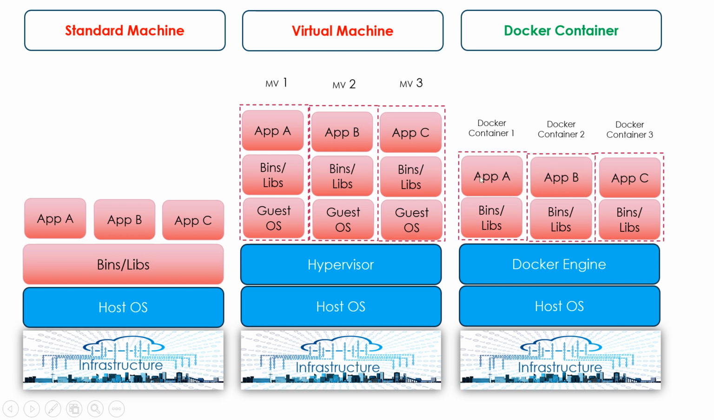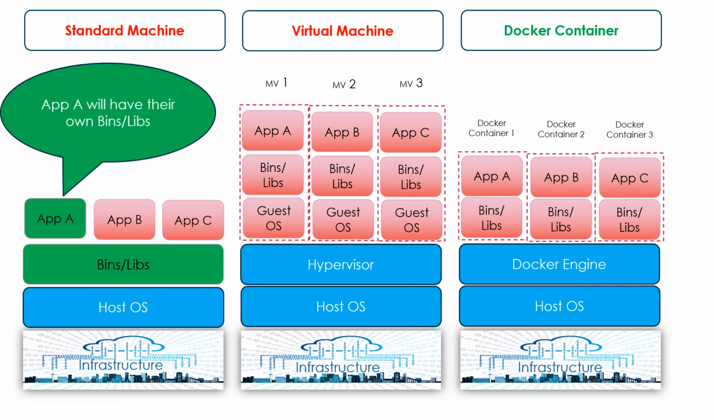Here app A is available and has its own binaries and libraries. It is the same for app B, which has its own bins and libs, and app C also has its own bins and libs. Now let's dig into this in more detail.